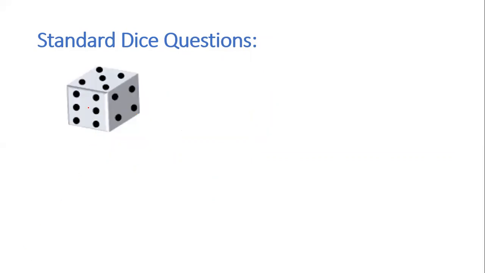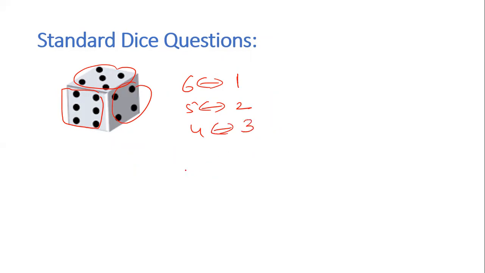For example, you can see here, this is a face with 6 dots. Then opposite to it, you will see a face with 1 single dot. This is a face with 5 dots. Opposite to that, you will see a face with 2 dots. This is a face with 4 dots. Opposite to it, you will see a face with 3 dots.